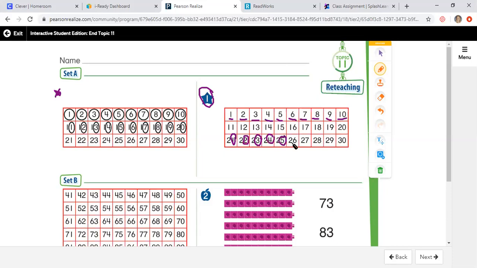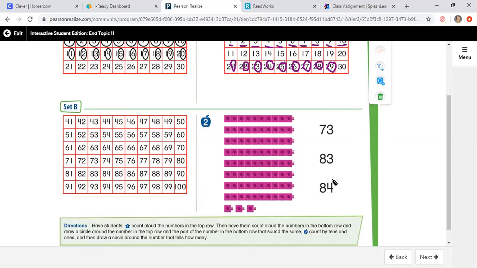25, count out loud with me, 26, 27, 28, 29, and 10, 30. They don't sound the same, 10, 30, they're different. Okay, but see the 9 up here and the 29, they both sound the same. All right, let's look at the second part.